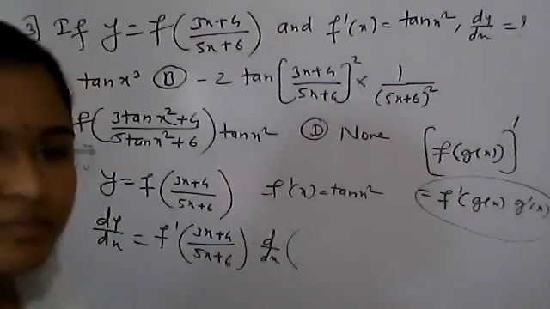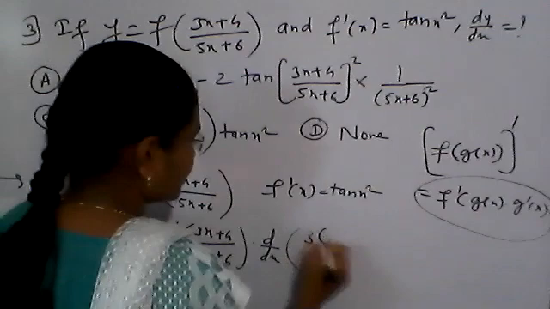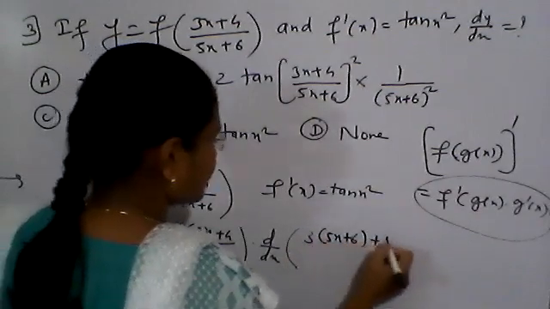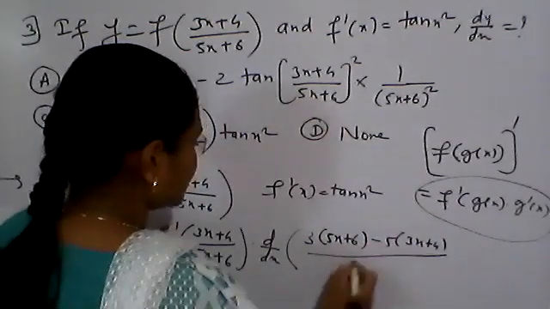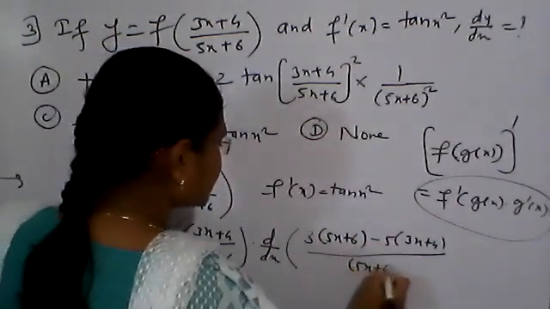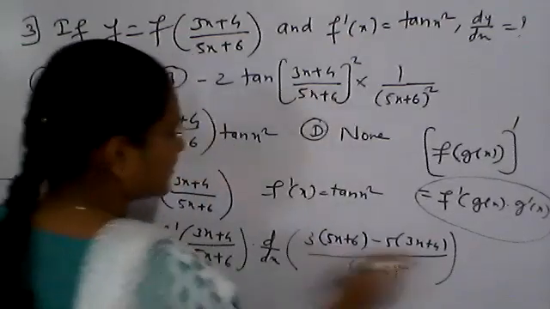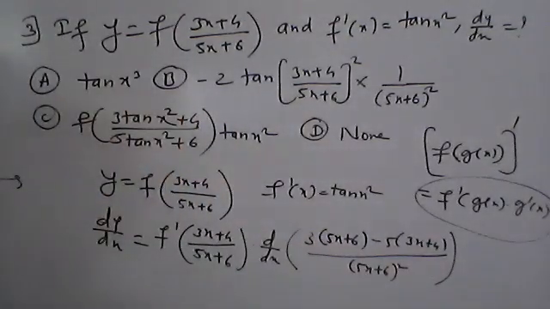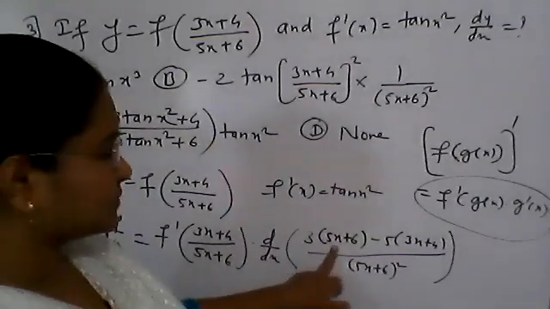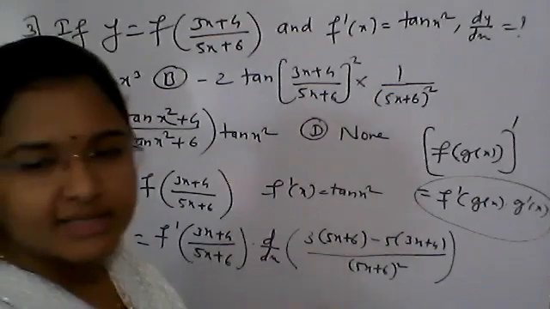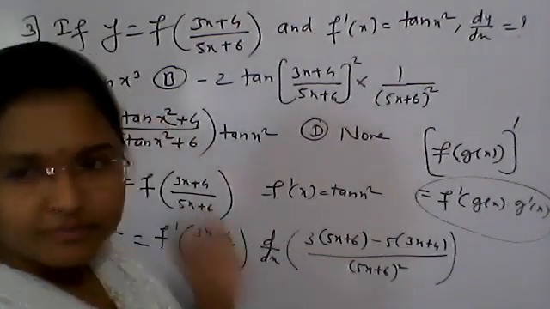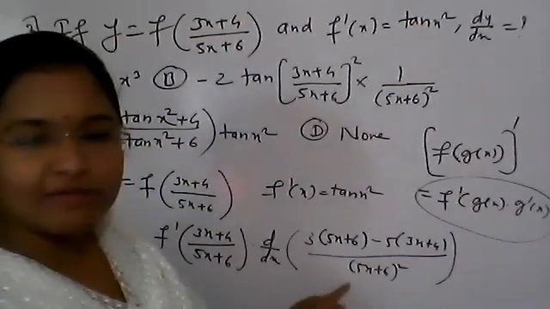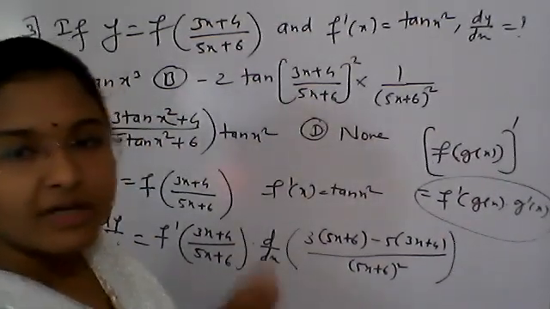3 into (5x plus 6) minus 5 into (3x plus 4), by (5x plus 6) whole square. If you calculate, what will you get? 18 minus 20, minus 2. You will get minus 2 by (5x plus 6) whole square. Very good.